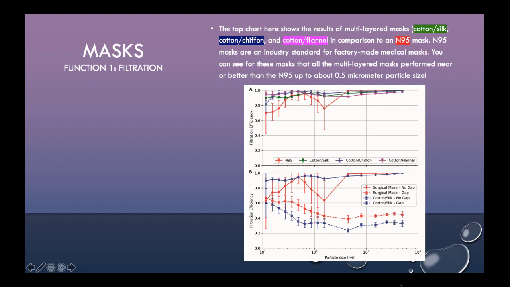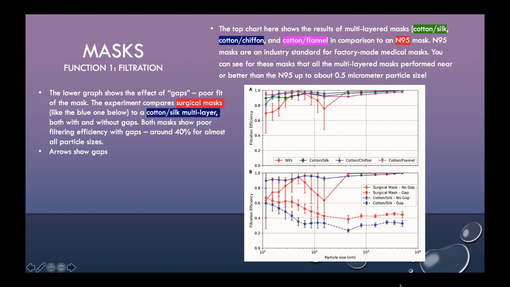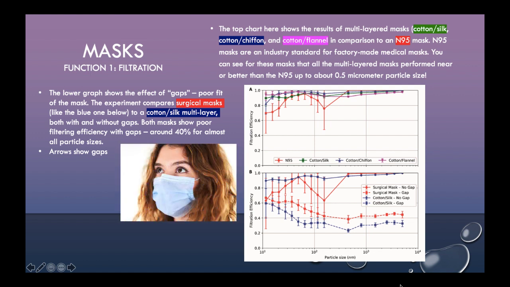N95 masks are an industry standard for a factory-made medical mask. You can see for these masks that all the multi-layered masks perform near or better than the N95, up to about 0.5 microns of particle size. The lower graph shows the effect of gaps, poor fit of the mask. The experiment compares surgical masks in red, like the blue one below, to a cotton silk multi-layer in blue, both with and without gaps. Both masks show poor filtering efficiency with gaps, around 40% for almost all the particle size. The arrows show where typical gaps are for the masks.